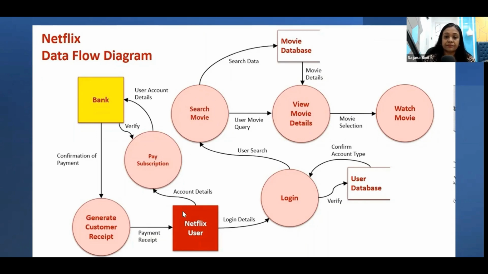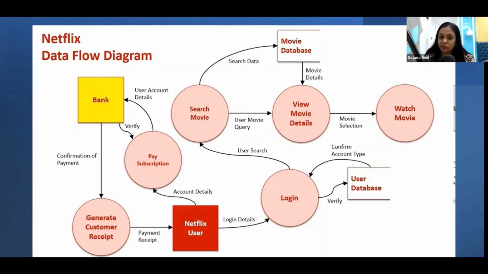Your flow starts from the external entity, that is the Netflix user, people like you and me who are using Netflix. So the flow starts from the external entity. What does the user do? If you see, there are two flows going from the external entity. Okay. Let's go towards one flow.